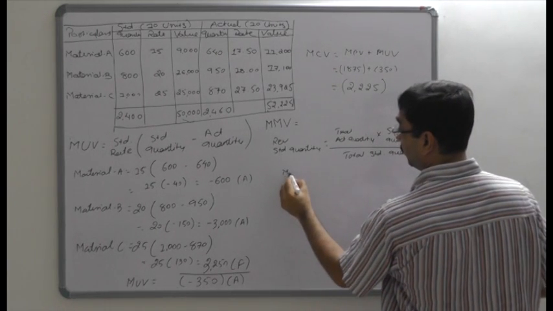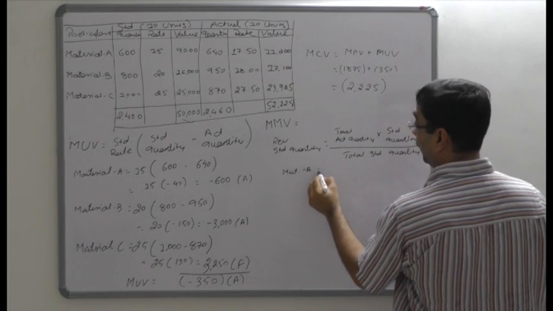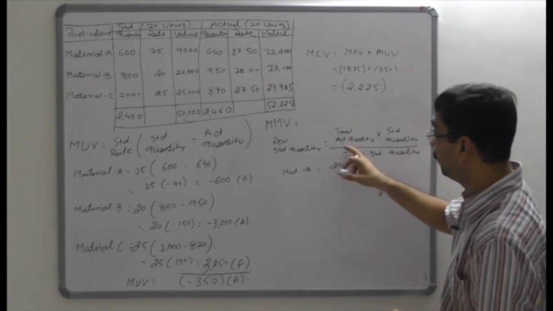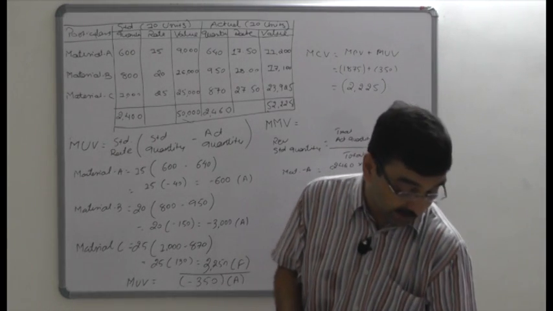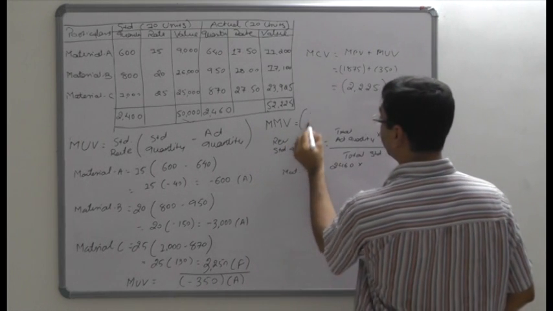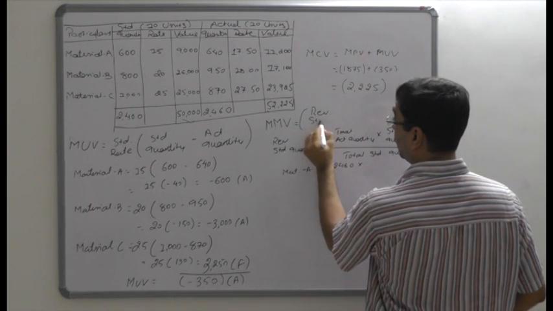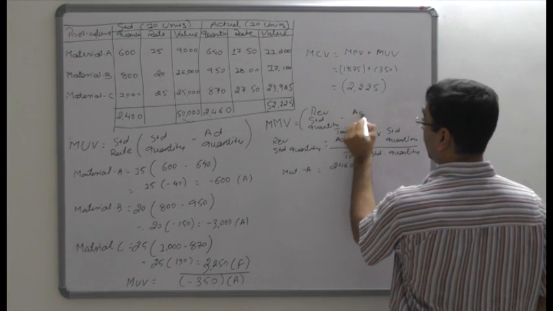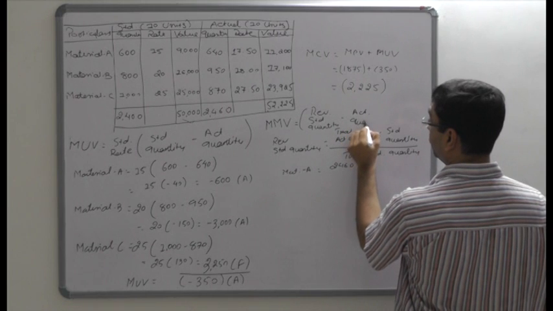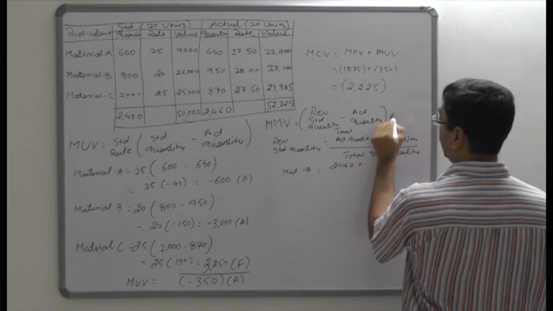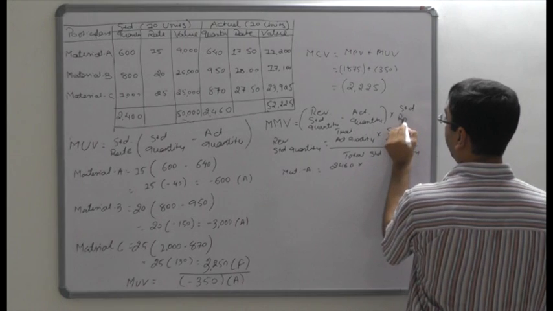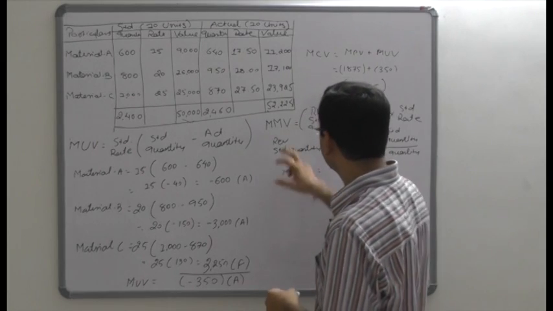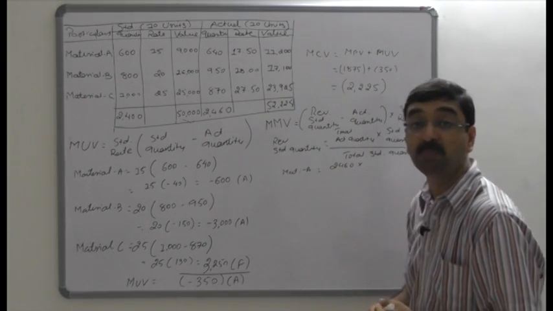Now first we'll find out for material A. How much is the total actual quantity? It's 2460. What is the formula for MMV? That is revised standard quantity minus actual quantity into standard rate, or standard price. This is your formula for material mix variances.